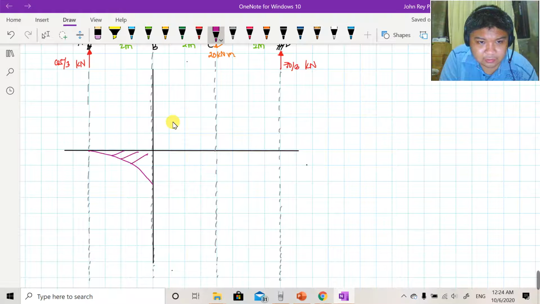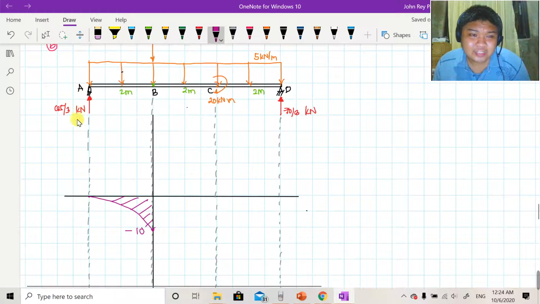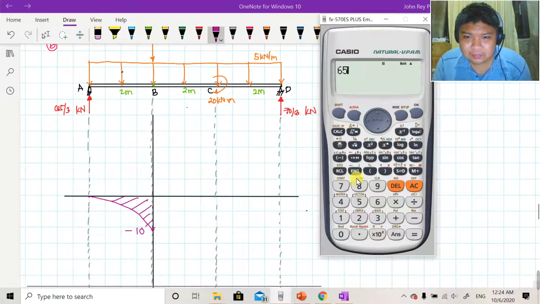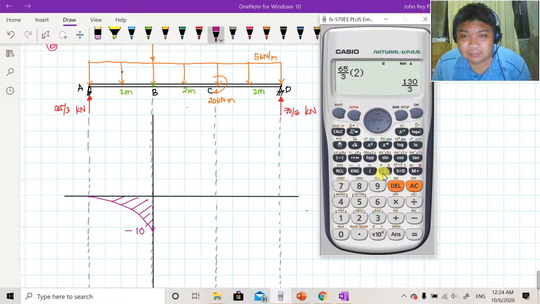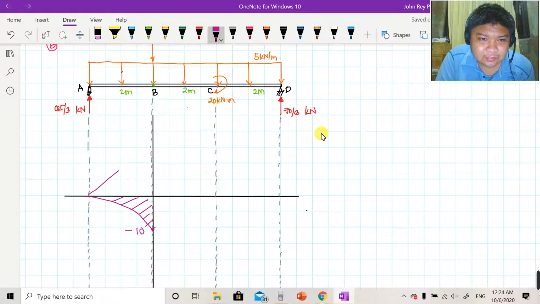Okay. So, ito na siya. Lagay natin as negative 10. So, of course, meron pa tayong upward dito na 65 over 3. Multiply mo siya ng 2 meters, diba? 65 over 3. Multiplied natin ng 2 meters. Ang magiging drawing ay 130 over 3. So, lagay mo pala yung degree, no? Importante kasi yung degree. So, this will be the 130 over 3.